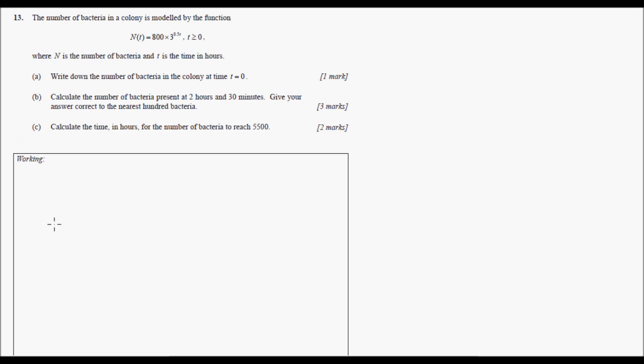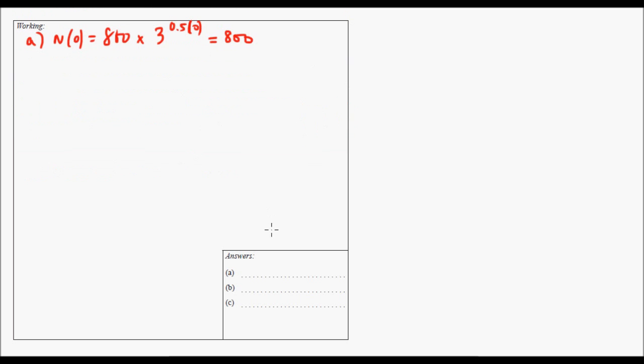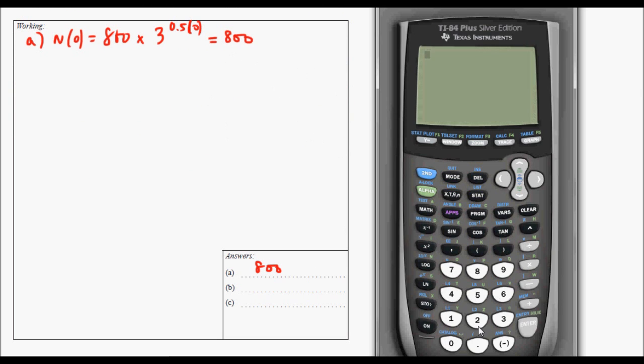Well, for this, we can just plug in t equals 0. So we would just do N of 0 equals 800 times 3 raised to the 0.5 times 0 power. Now, you don't even really need a calculator to do this. 0 times 0.5 is 0. Anything to the 0 power is 1. So it's going to be 800 times 1, which is 800. So I'm going to just put 800 here. Now, if you need to use a calculator, no problem. We'll just go 800 times 3 raised to the 0.5 times 0.